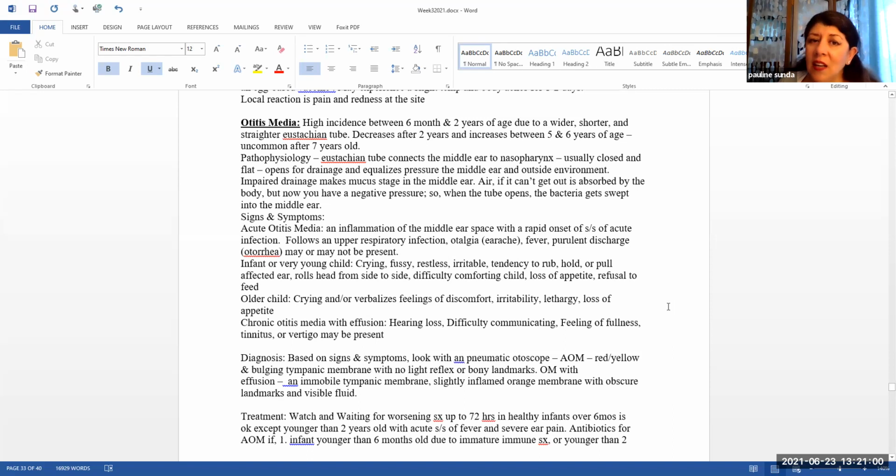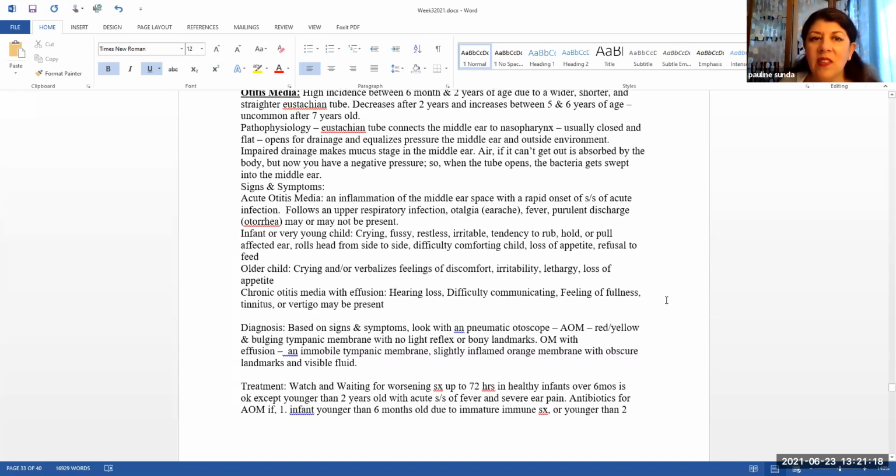Otitis media. Here, the highest incidence is between 6 months and 2 years of age. And this is because they have a wider, shorter, and straighter eustachian tube. It typically decreases after 2 years and increases between 5 and 6, and then it is again uncommon after 7 years of age. Signs and symptoms.